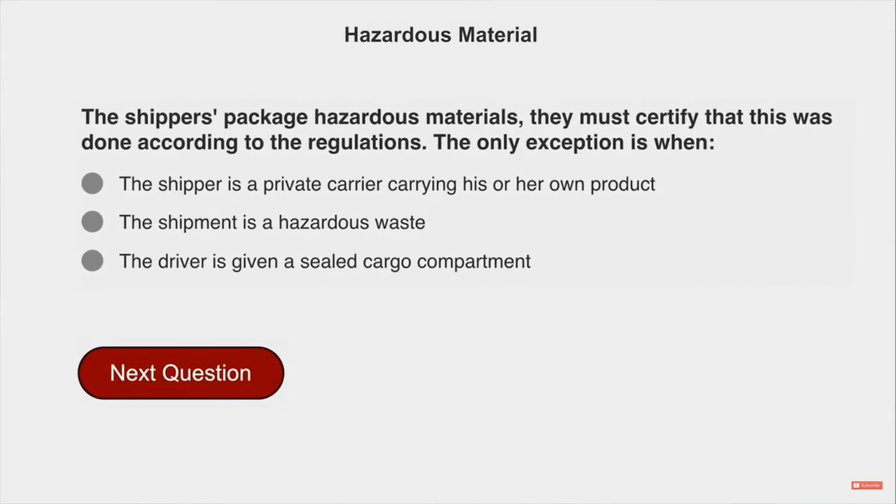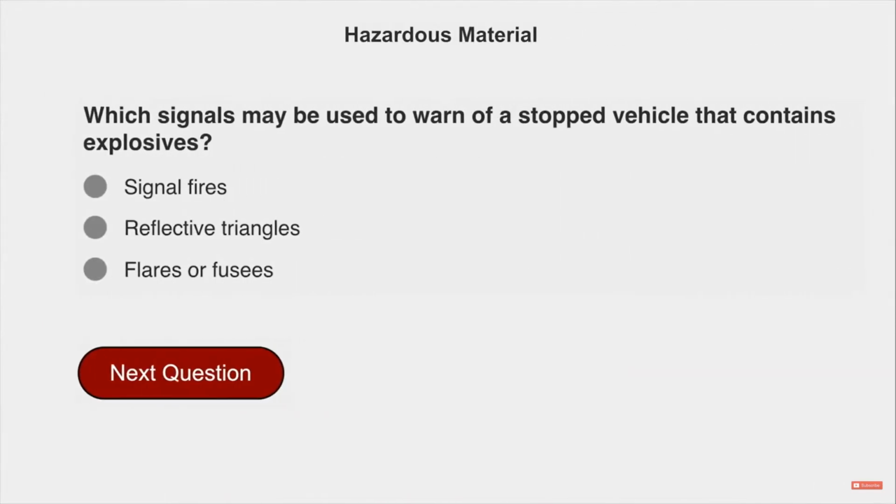The shippers package hazardous materials. They must certify that this was done according to the regulations. The only exception is when the shipper is a private carrier carrying his or her own product. Which signals may be used to warn of a stopped vehicle that contains explosives? Reflective triangles.